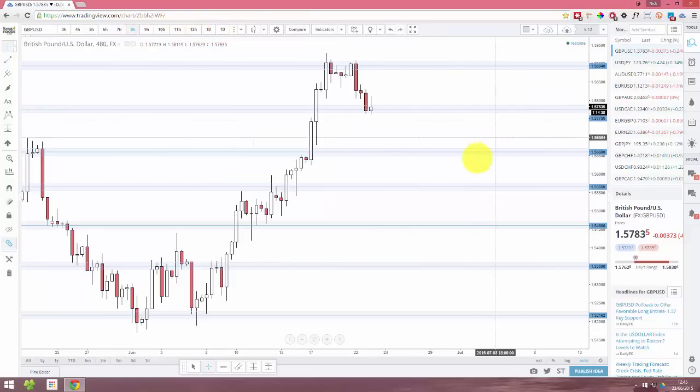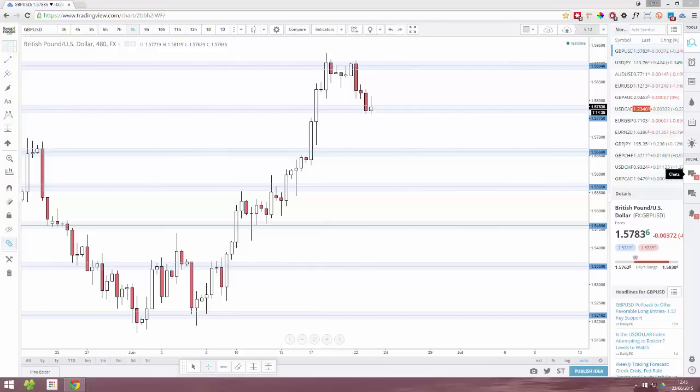So this is one of my support areas, the 157.80, but I probably won't be taking a trade from here right now. I'd probably want price to move away first and then come back down. I'd want to see sellers actually fail at this level before I'm interested in taking a long trade here.